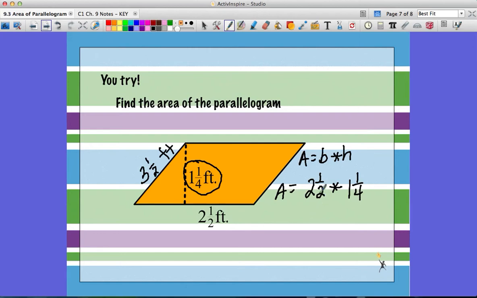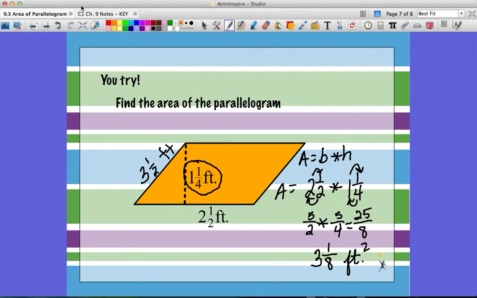When we multiply fractions, remember we have to turn these into improper fractions. So you multiply and then add. So we have 5/2 times, multiply and then add, 5/4, which gives you 25/8. With this, I know that I can make 3 groups. 8 times 3 is 24. I have 1 left over. So my area is 3 1/8 feet squared.